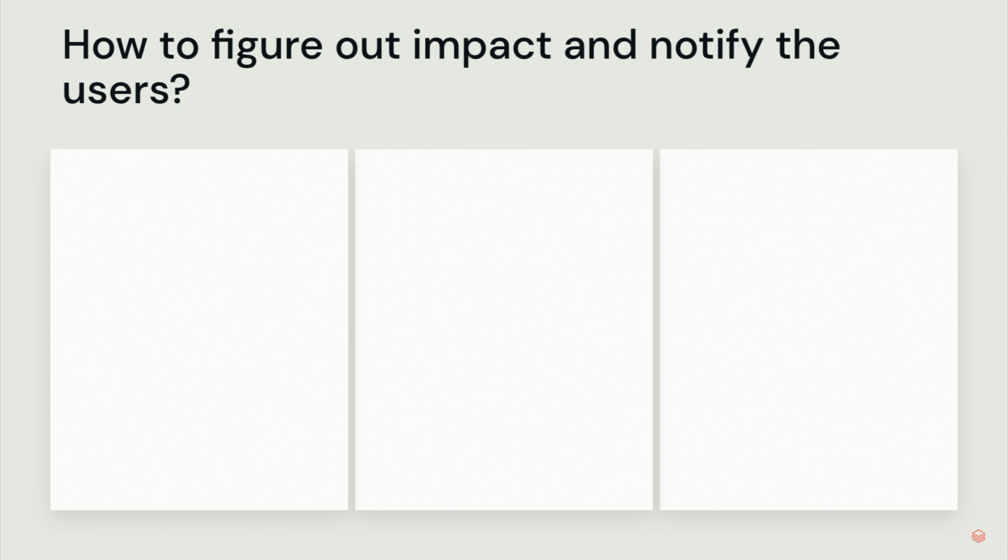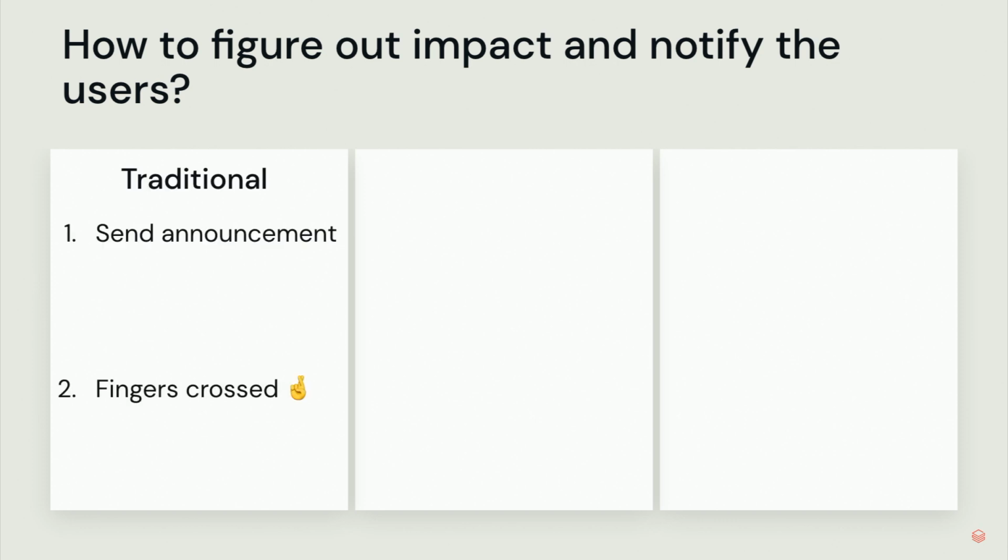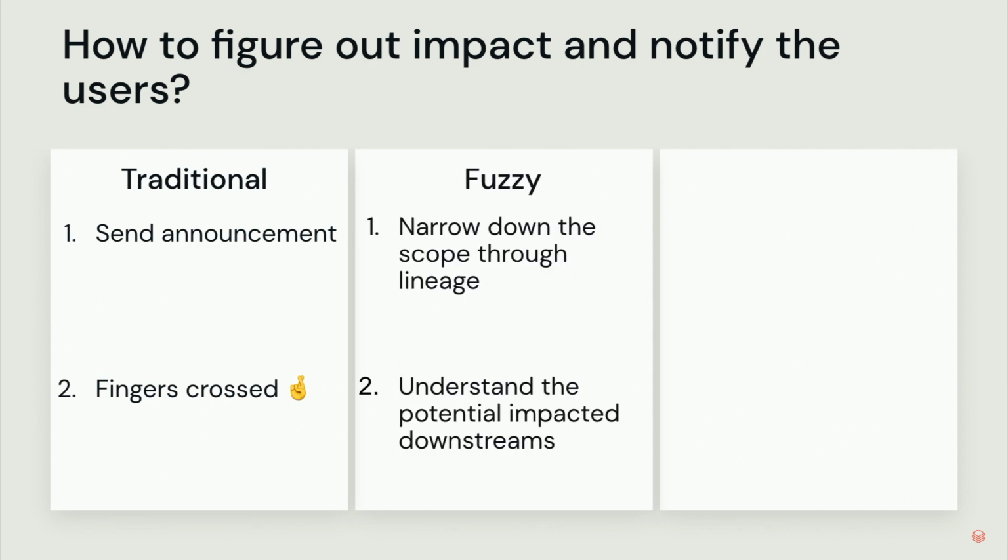I'm not sure how many data engineers are in this room, but definitely this is a frustrating process. Normally, you have to send an announcement, sometimes a company-wide email, and then what you can do next is just fingers crossed and hope the people get notified, stop their current work, and check it out. However, with the lineage, it can be narrowed down through the lineage UI, and you will understand the potential impacted tables and the impacted downstreams.